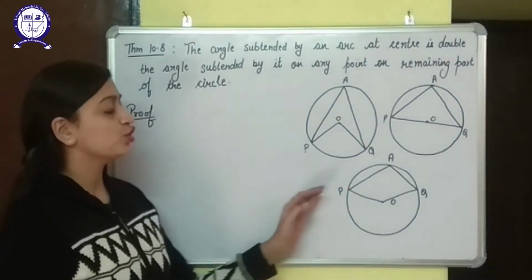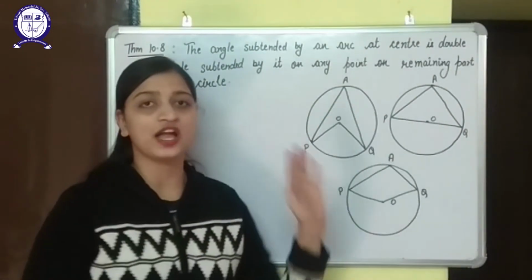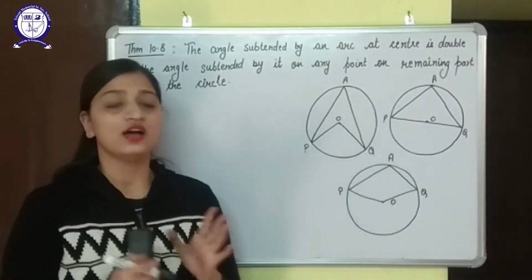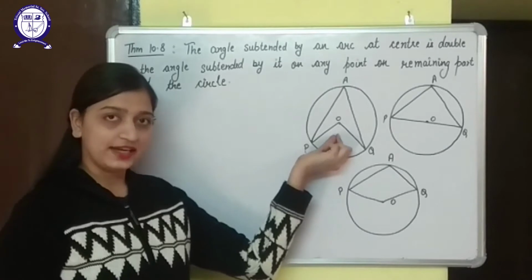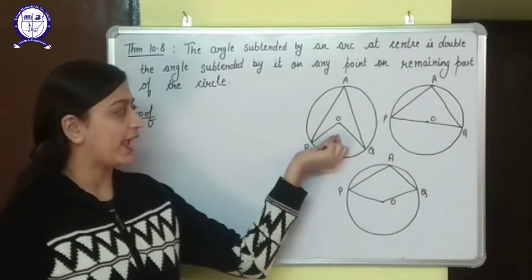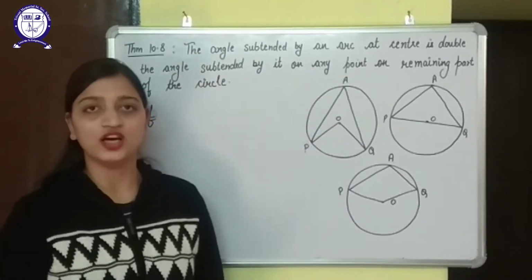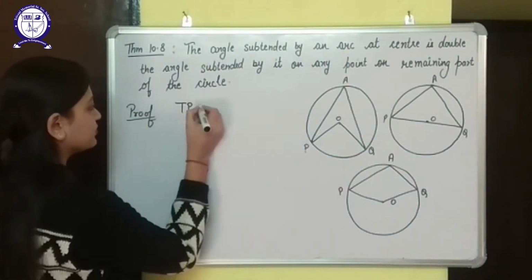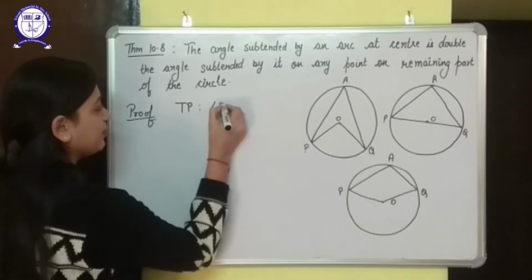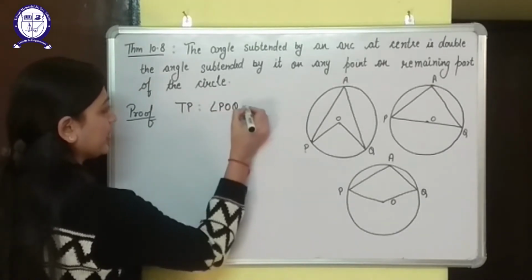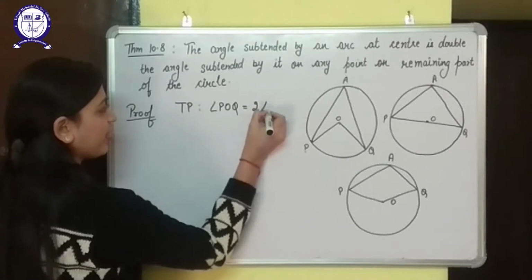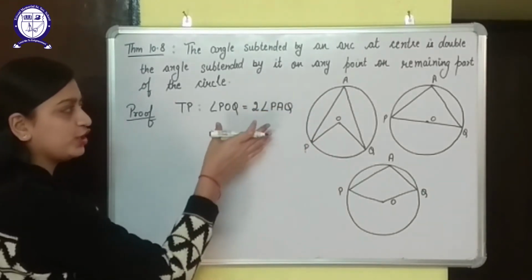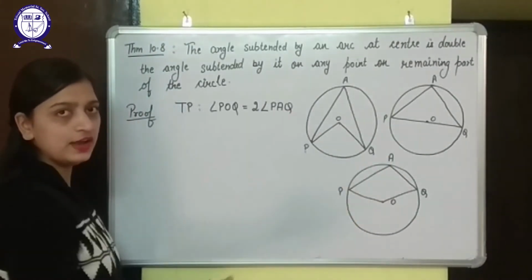But we need to show that it doesn't matter which type of figure it is or which case it will be. The angle made with the center will be double the angle made with the remaining part of the circle. So in this theorem, we need to show that angle POQ is twice angle PAQ, and this is the thing we need to show for all the three figures.